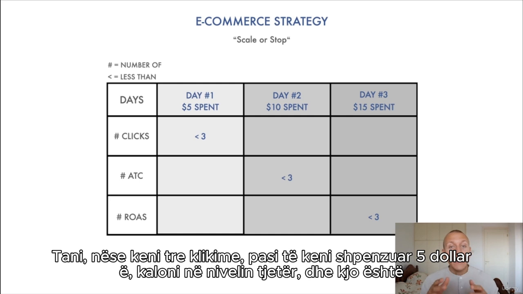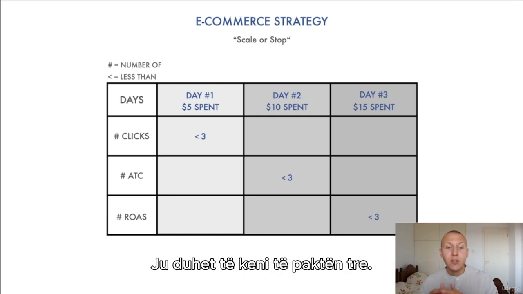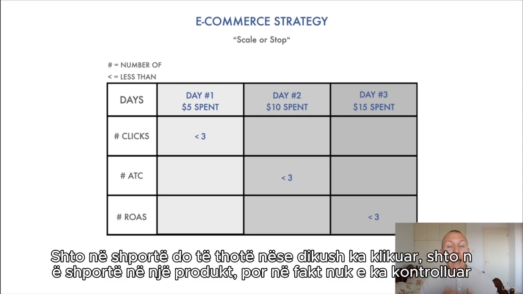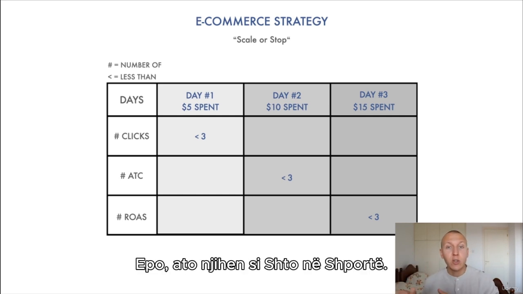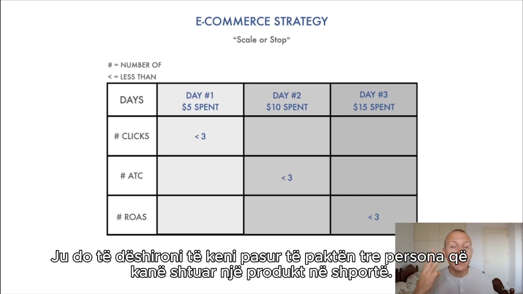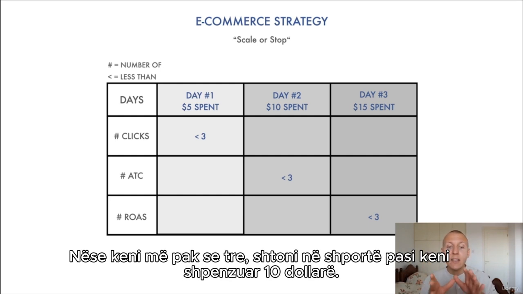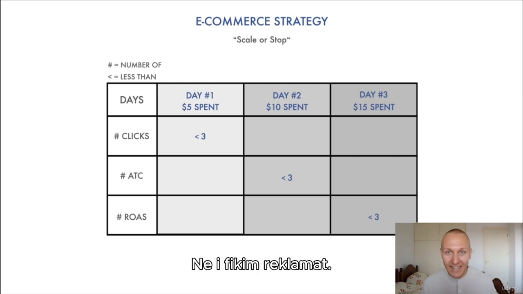Now, if you do have 3 clicks after you spend $5, you move on to the next level. And that is, after $10 spent, you need to have at least 3 add to carts. That means if someone has clicked add to cart on a product, but they didn't actually check out and purchase it, those are known as add to carts. You're going to want to have had at least 3 people who have added a product to cart. If you have less than 3 add to carts after $10 spent, we turn off the ad set, all right?